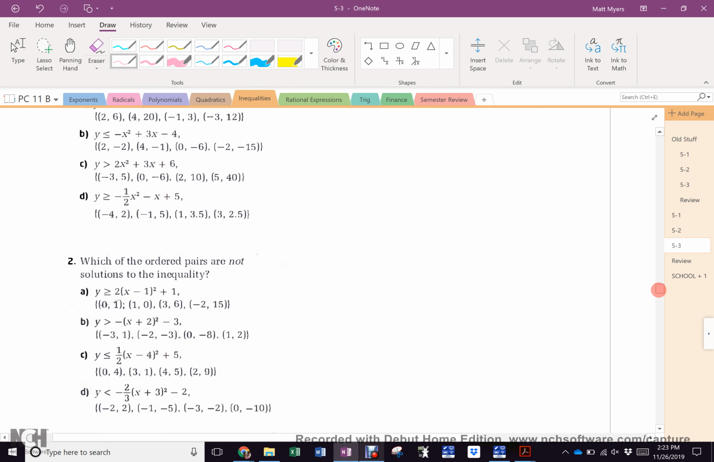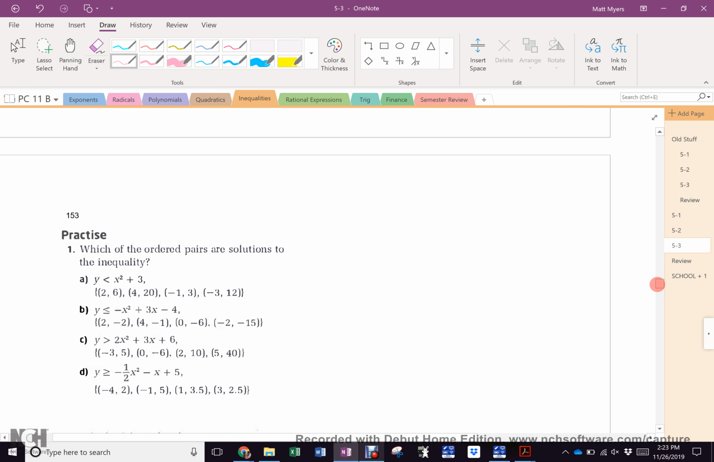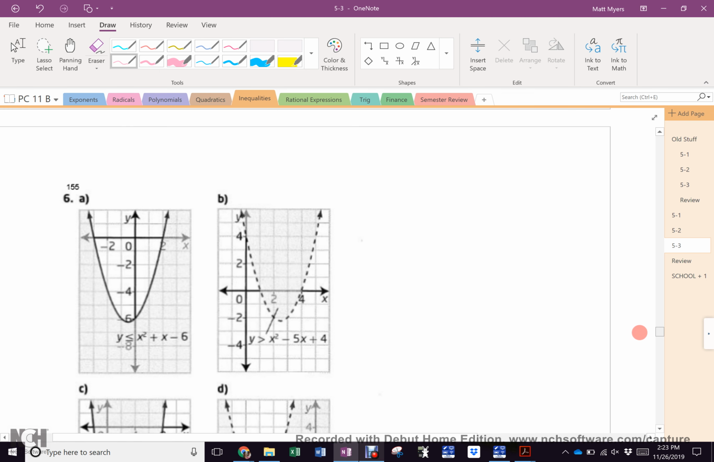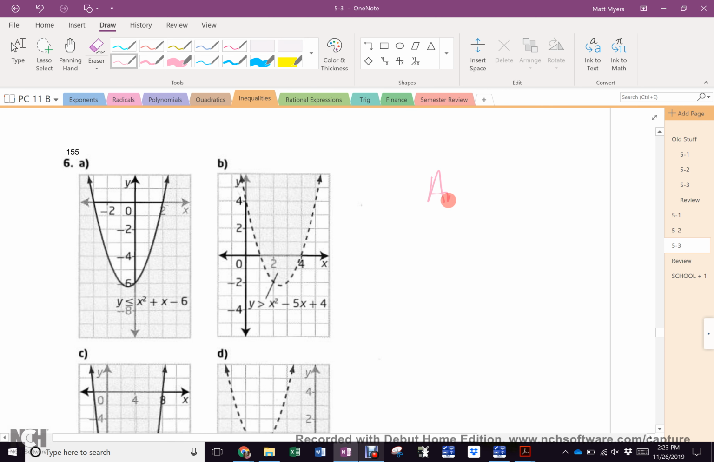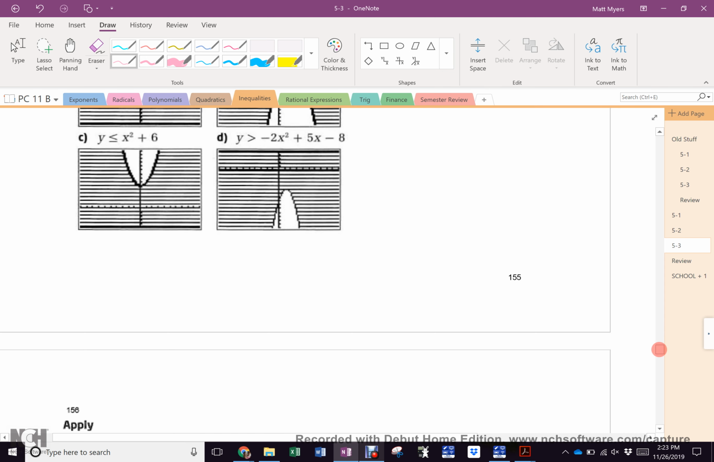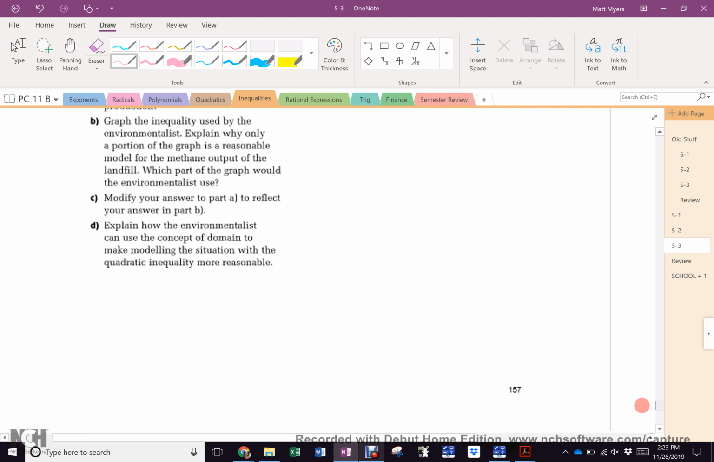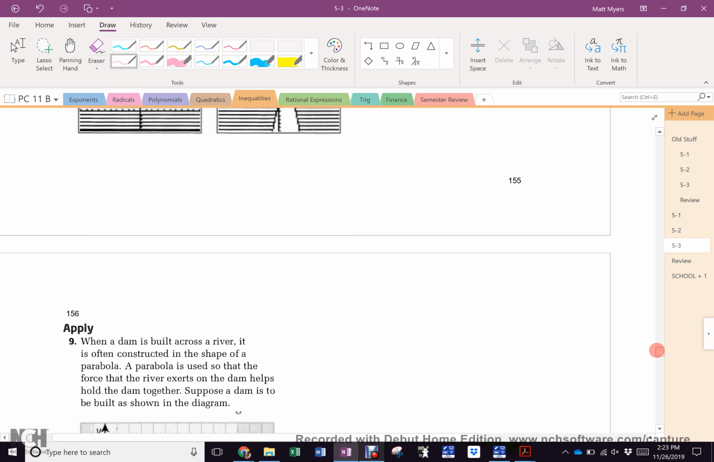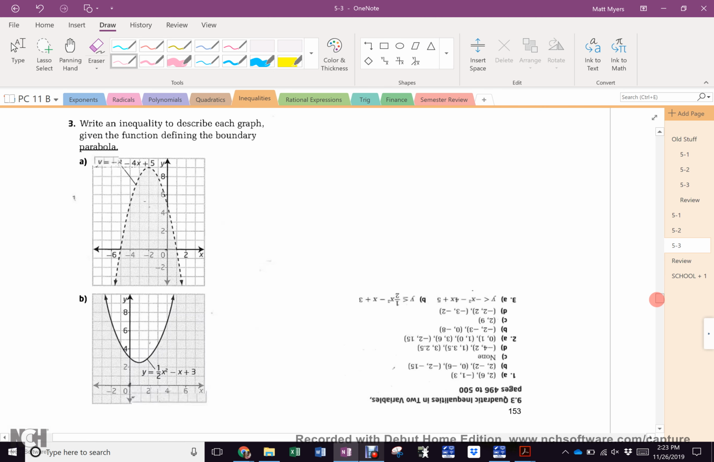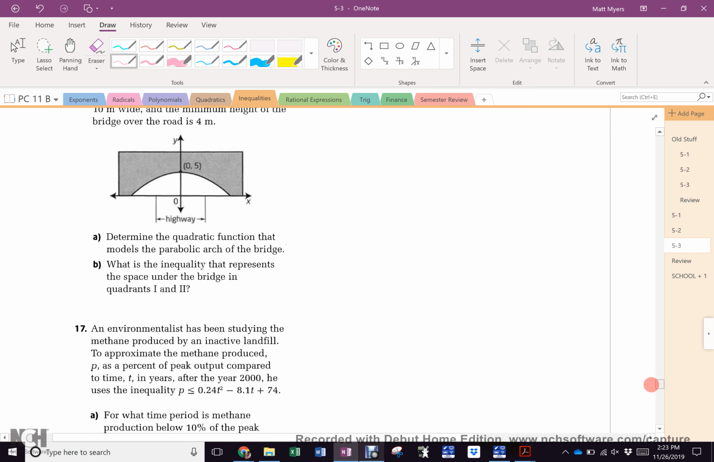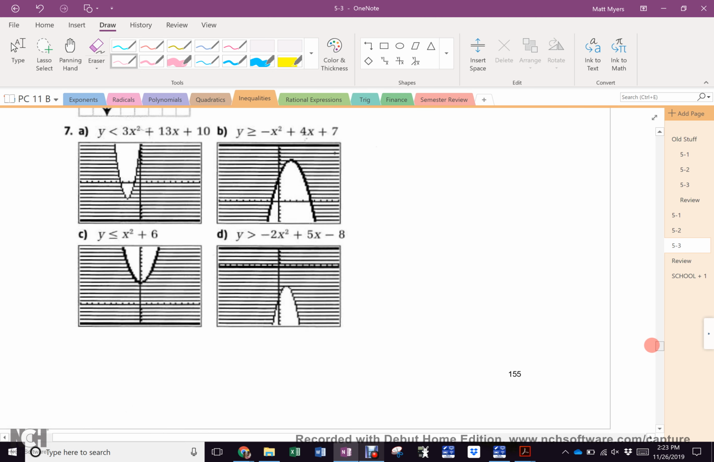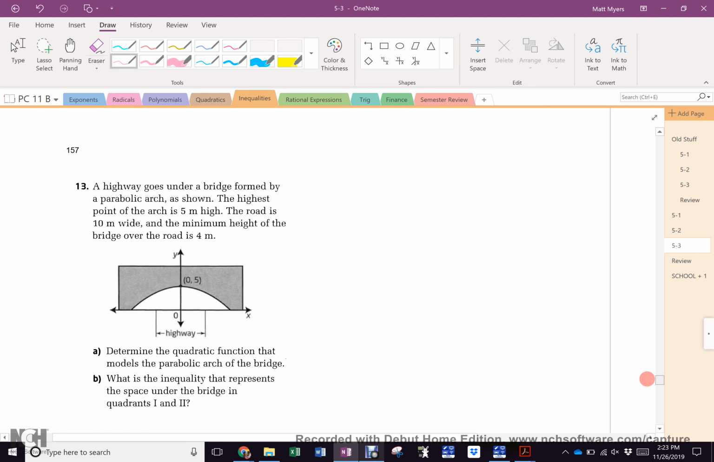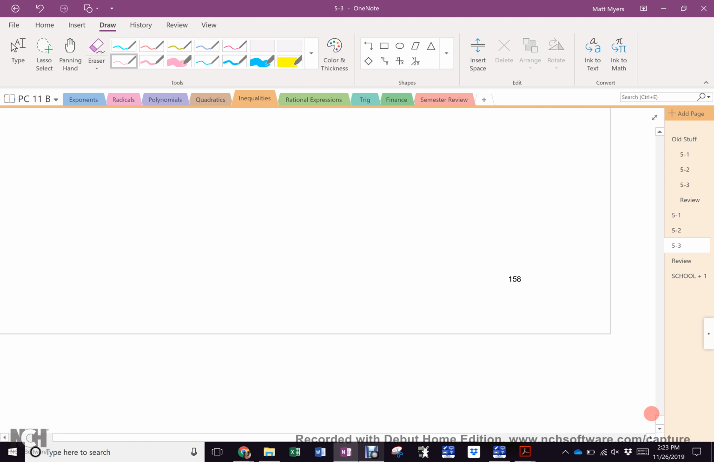Now, very quickly, this got weird when I printed it. I printed the first page of work with answers, then the second page of work, but then I put the answers on their own page. So this looks like you're supposed to do some sort of work with page 155. No, page 155 is answers. And then, same thing happened on page 158. Page 158 is answers. So your work is 156, and 157. And then the rest is answers.